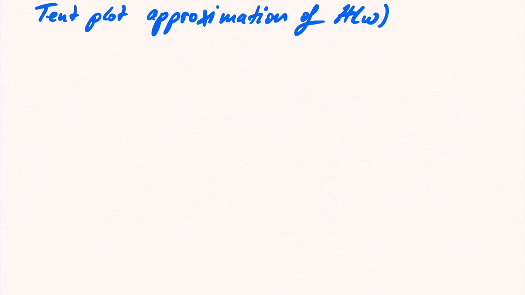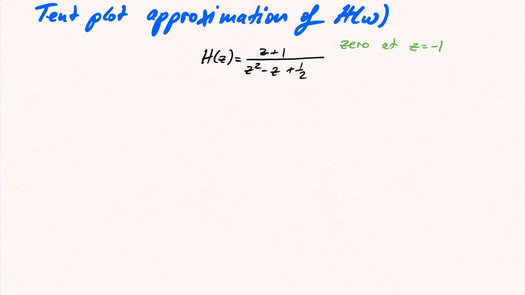As in the case for continuous time systems, the frequency response H(omega) of discrete time systems can also be approximated by the so-called pole-zero plot of its transfer function H(z). Let's start with the example transfer function (z + 1) divided by (z squared - z + 1/2), which has one zero at z equal to -1, and a complex conjugate pole pair z equal to 1/2 plus minus j 1/2.